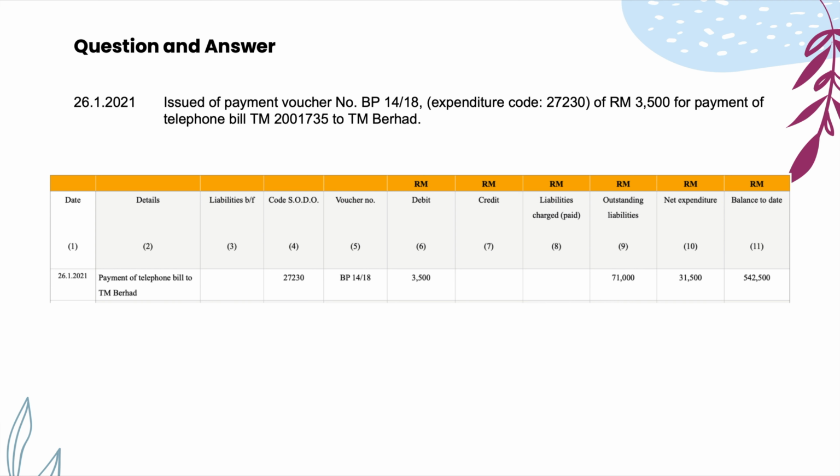On the 26th January 2021, issued of payment voucher number BP14/18 with expenditure code 27237 of 3,500 ringgit for payment of telephone bill TM2001-735 to TM Berhad. We will record in part 3 at the debit column since this is not a liability, so we're just going to copy down the previous figure in outstanding liability. So the balance to date is reduced to 542,500 ringgit because the allocation has been reduced by 3,500 ringgit, and the net expenditure column also will be affected, which is 28,000 ringgit plus 3,500 equals 31,500 ringgit.